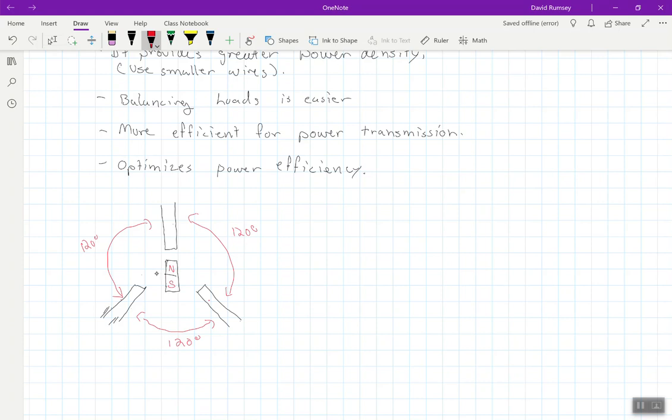Now, of course, solar cells themselves are very different. They do not generate power this way. Solar cells actually generate, I'll just write it off to the side here, DC power.